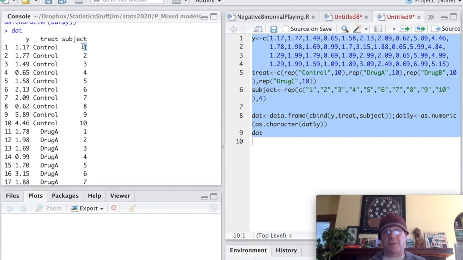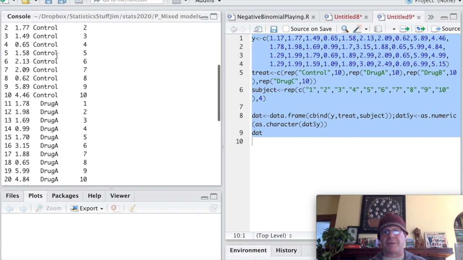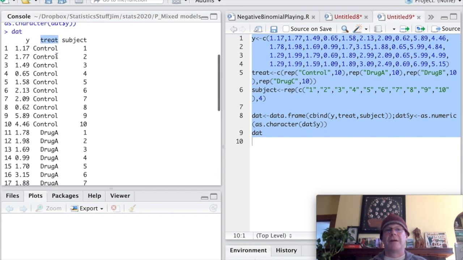Actually, in a perfect world, like with our example here, where each subject is getting the 4 different treatment combinations, you would randomize that for each subject. So maybe one subject would first have drug A and then drug C and then drug B and then control, and maybe somebody else would start with control and then B and then C and then A and so on and so forth.